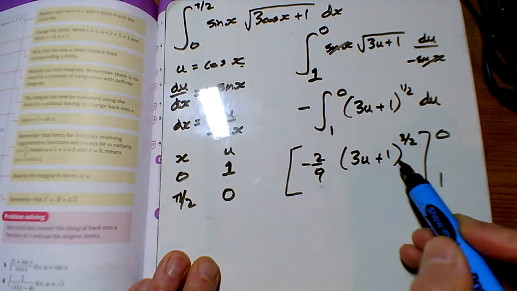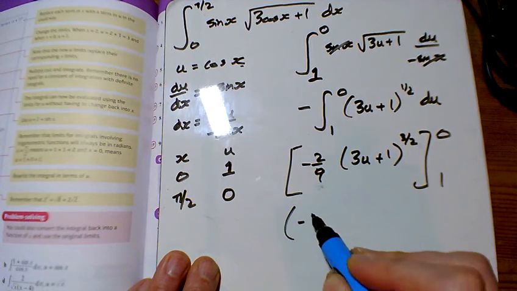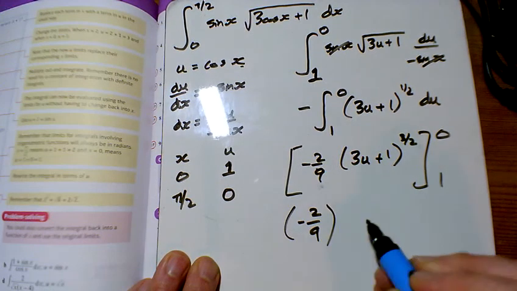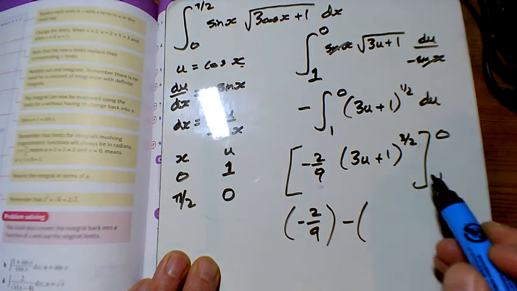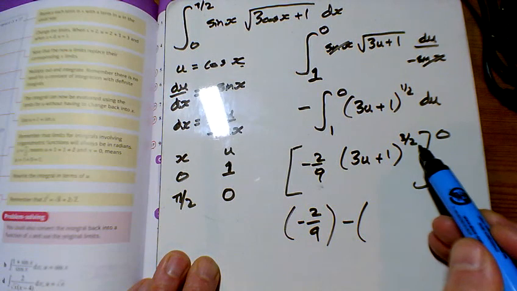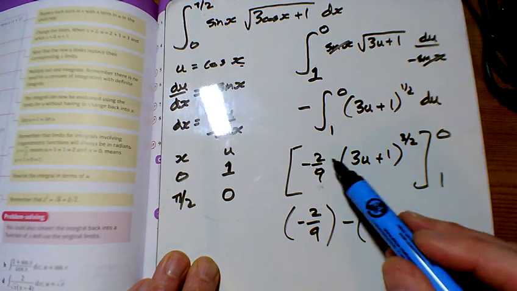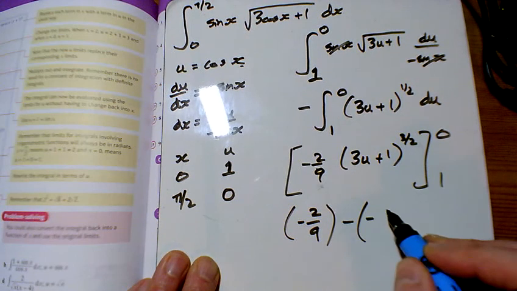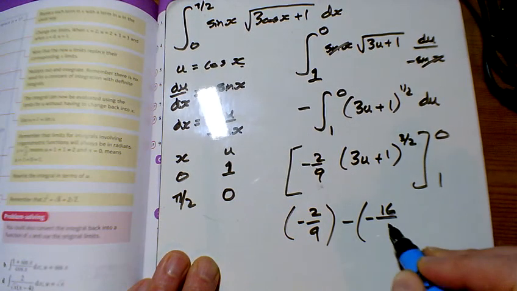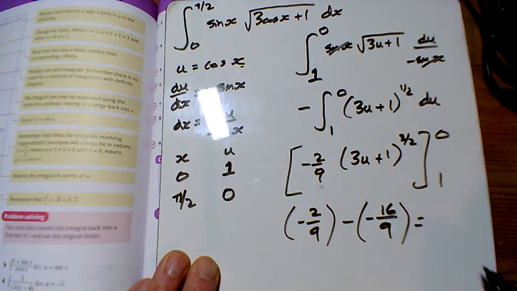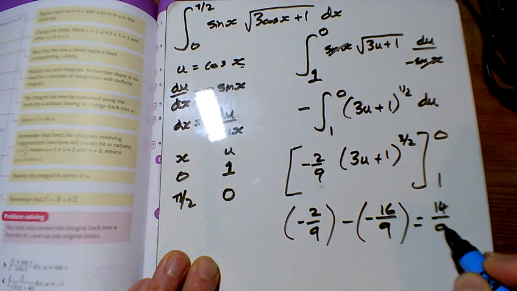Putting the 0 in all of that, that's just going to be minus 2/9, isn't it? And putting the 1 into all of that, so we've got 4, square rooted is 2, cubed is 8, so I've got 16, so minus 16 over 9 there. So my final answer, I've got 14 over 9.